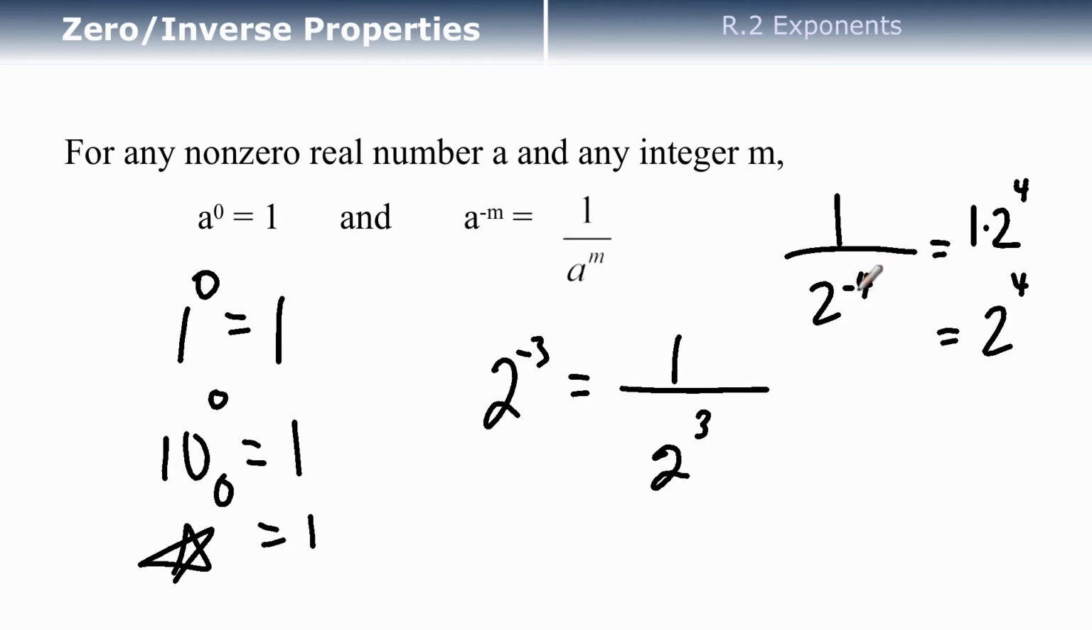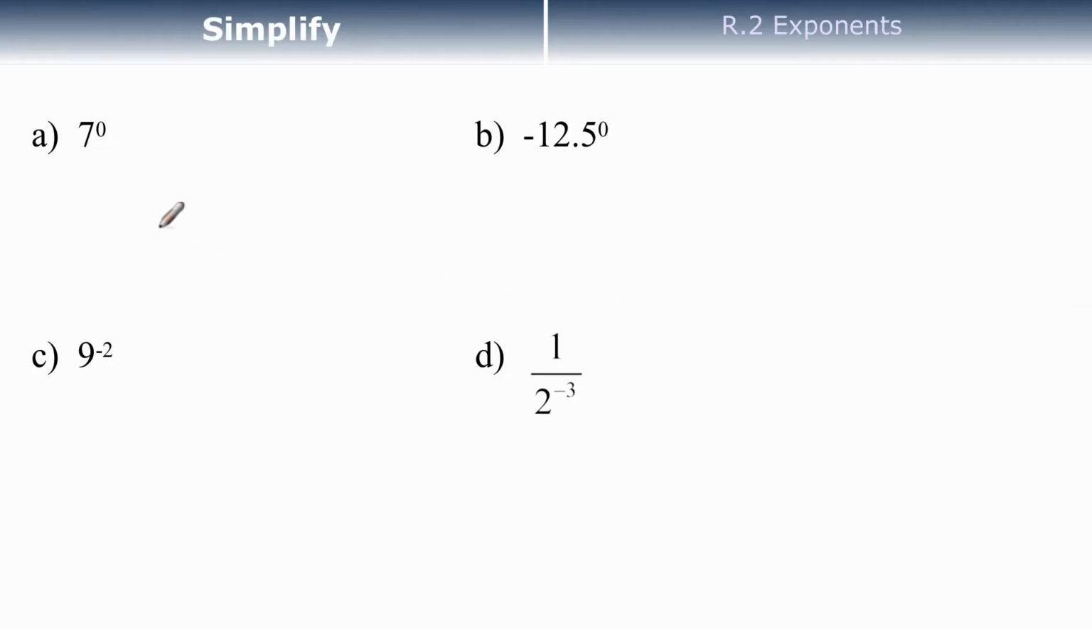So if you have an exponent that's a negative number, you can move it to the other side of the fraction line and make it positive. So here's a couple little examples. Maybe try these. Press pause, then press play after and see how you do on them.